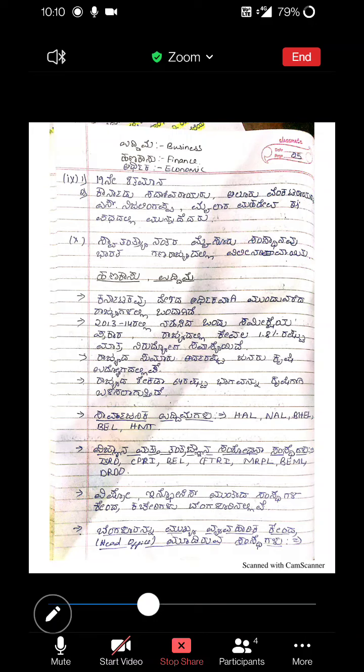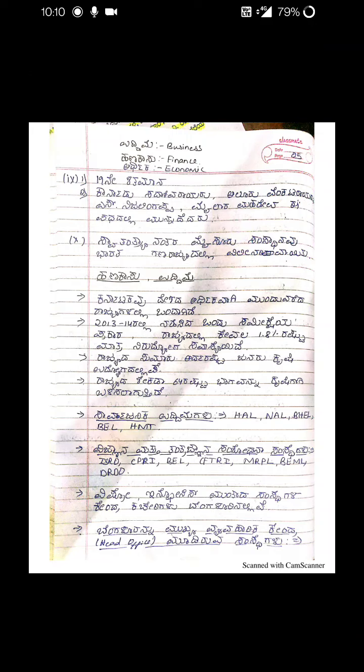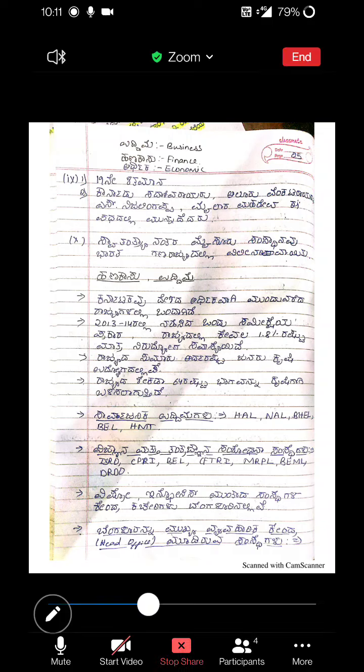In 2013-14 there was a survey that concluded that only 1.8% of the population of Karnataka was unemployed.